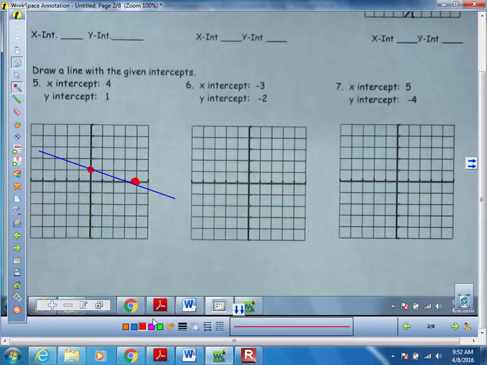Okay, let's try number 2. So in number 2, where am I graphing my x-intercept? Am I going right or left? Left. And I'm going to go left 3 times and put a dot. Then for my y-intercept, am I going up or down? Down. We're going to go down 2. And then we're going to draw our line through the 2. Okay? Is everybody good with that?